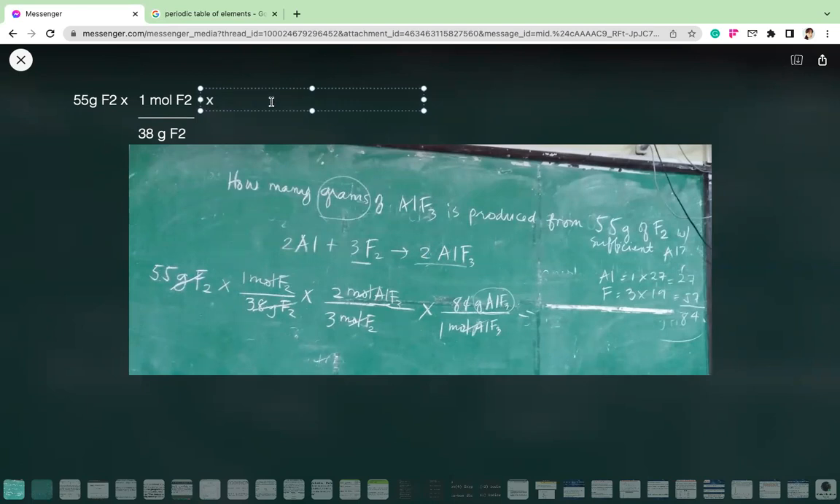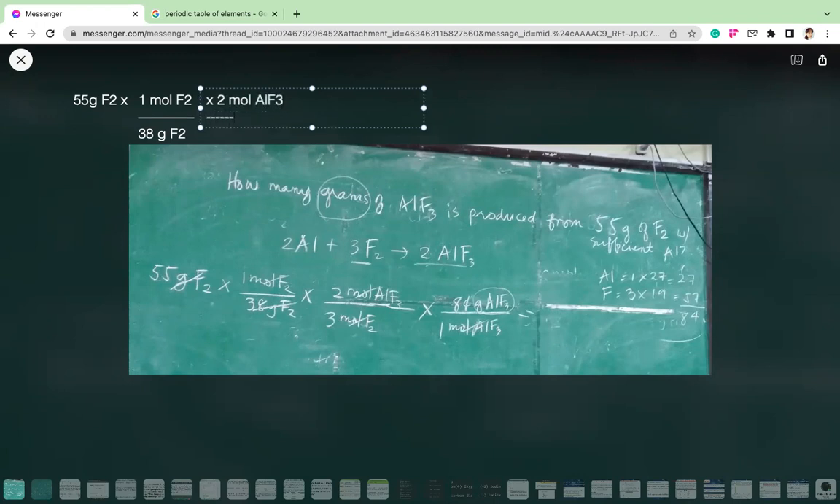Ilang moles ulit ng AlF3 meron sa chemical equation? Nawala ka na. Hello? Ano? Okay na. Nawala ka na kanina. Oo. Ilang AlF3 meron? 2. Right. 2 moles AlF3 over.